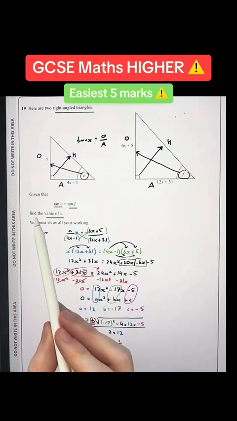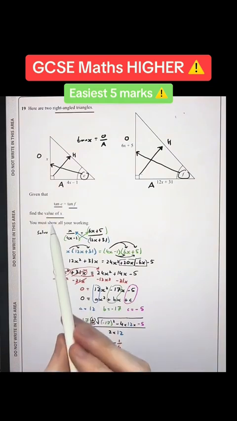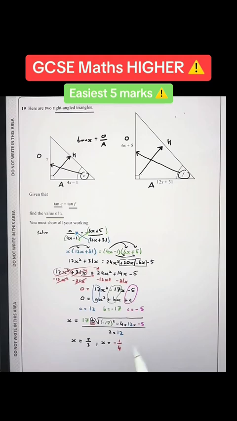Going back to the question, it says find the value of x. Hence, I know one solution is valid. Here, what does x represent? Well, it's a length. I can never have a negative length. Hence, my only solution is x equals 5/3.